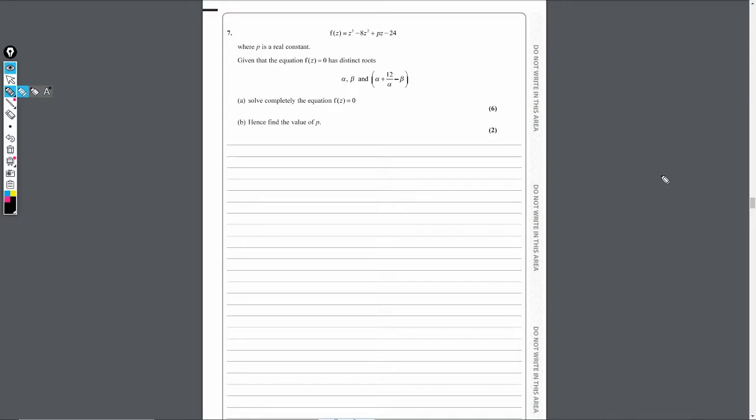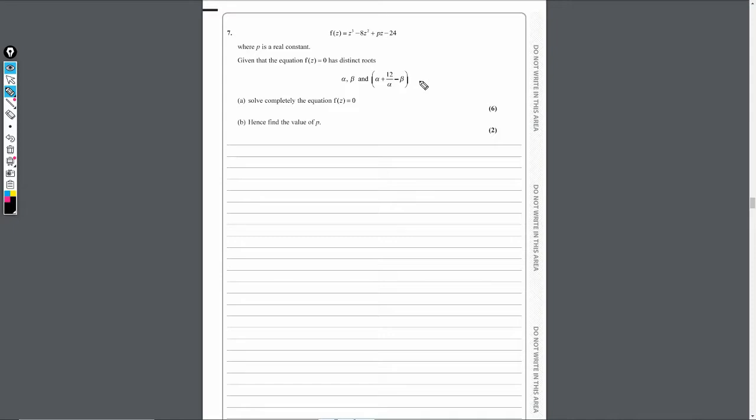So part A asks us to solve completely the equation f of z equals 0. So f of z is this cubic polynomial here, z cubed minus 8z squared plus pz minus 24, and we know p is just a real constant. So it's got distinct roots: alpha, beta, and alpha plus 12 over alpha minus beta. Okay, so we need to get these roots. So how do we get these roots?